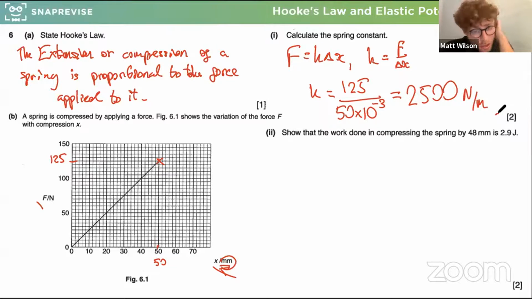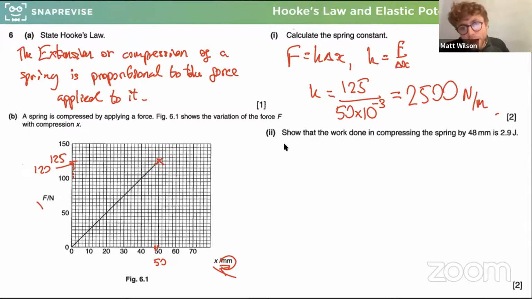Part 2 was to show that the work done in compressing the spring by 48 millimeters is 2.9 joules. Okay, so let's find 48 on here. 48 is here, and that brings us to here, which brings us to this force here, and we see that these notches are each 5. So this is going to be 120 newtons.